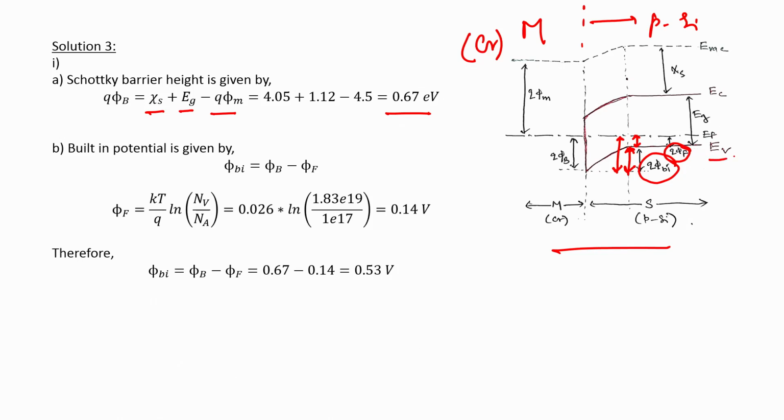So we know the Schottky barrier height, we have to find out now the value of phi f, and the value of phi f can be easily found by using this expression: phi f equal to kT by q ln Nv by Na, and that is given by 0.026 into ln, plug in all the numbers. 0.026 because it is 300 Kelvin given in the problem. So your phi f is coming as 0.14 volt, just subtract this from the barrier height, you will find the built in potential that is given by 0.53 volt.